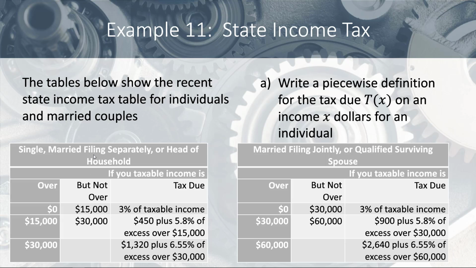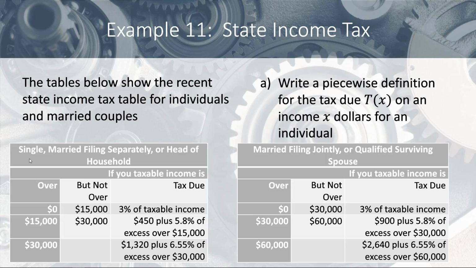And this brings us to our last problem, and this is an example of state income tax. Now, of course, this is contrived because I believe that the state income tax charts for South Carolina have about 7 brackets. Here we only have 3. So here are the tables.